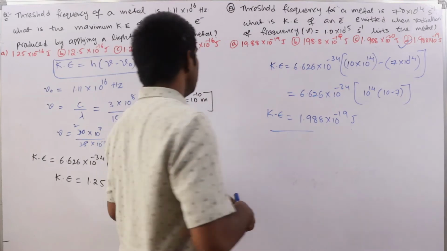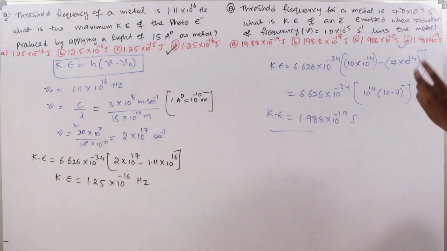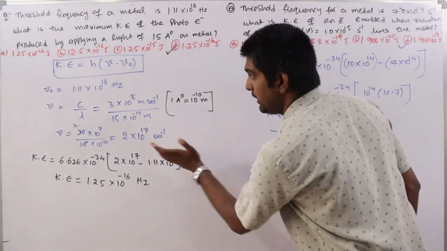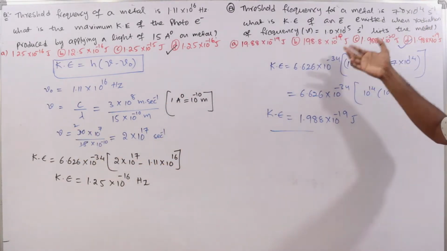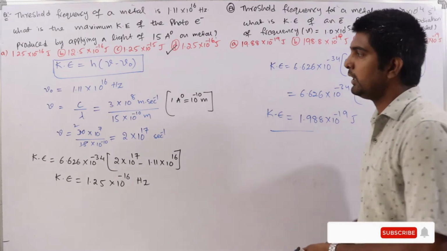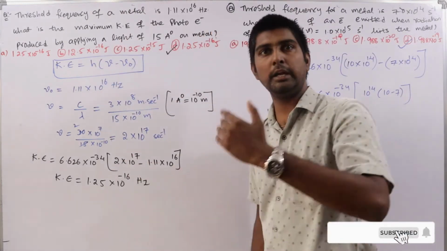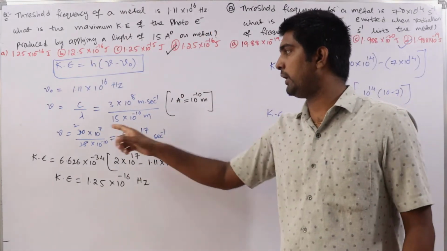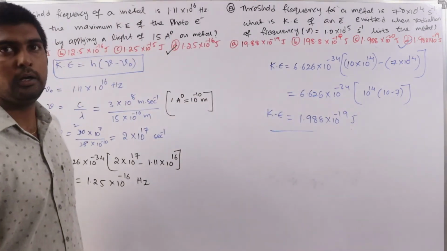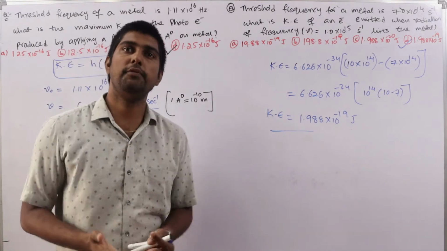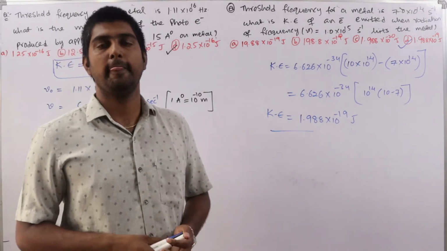Okay, clear? So same type of problem, but the only difference is that here the frequency of the falling light is given directly. In the other case, the wavelength of the light which is falling on the metal is provided. First calculate the frequency and substitute in the formula. Clear? So these differences, if you observe, are very simple.